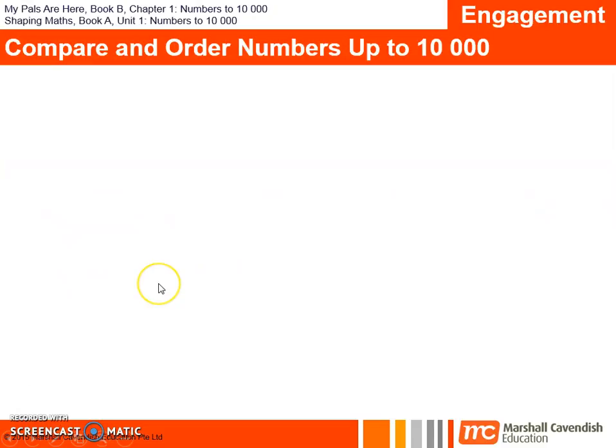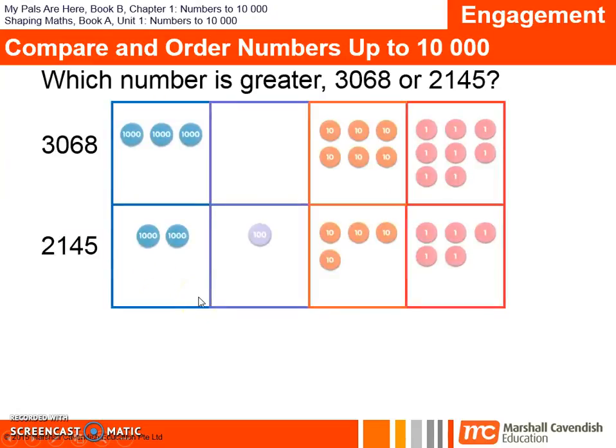Now let's look at comparing and ordering numbers up to 10,000. Here we have two numbers, 3068 versus 2145. So which number is greater? So first you start with comparing the ones and tens, hundreds, and thousands. The fastest way, of course, is to look at the place value that has the greatest value.